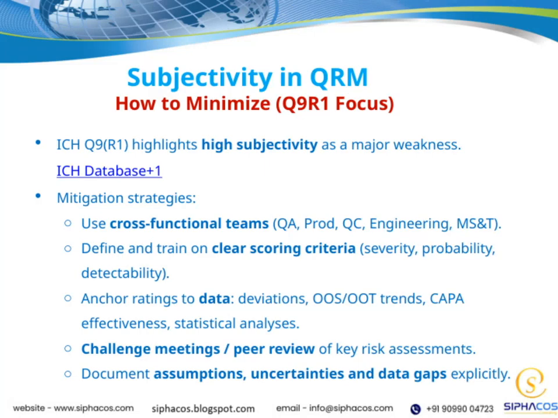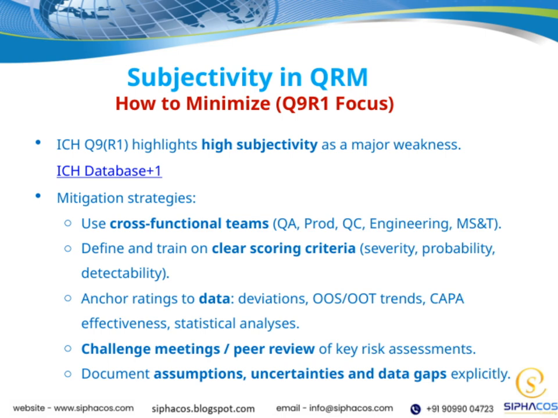Let's take a closer look at ICH Q9 R1 and its focus on subjectivity in risk management. One of the main weaknesses highlighted is how subjective assessments can influence our risk evaluations. To address this, we need effective mitigation strategies. First, involving cross-functional teams is crucial. Bringing together QA, production, QC, engineering, and MS&T helps ensure diverse perspectives and reduces individual biases.